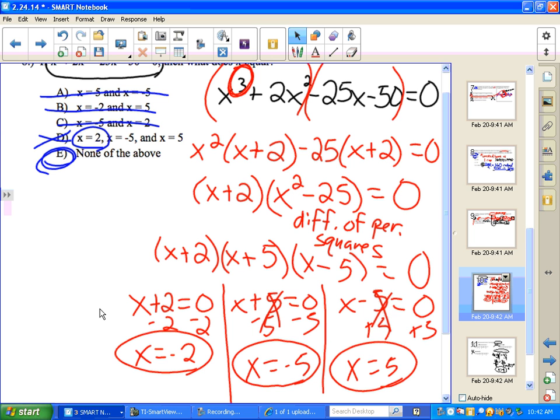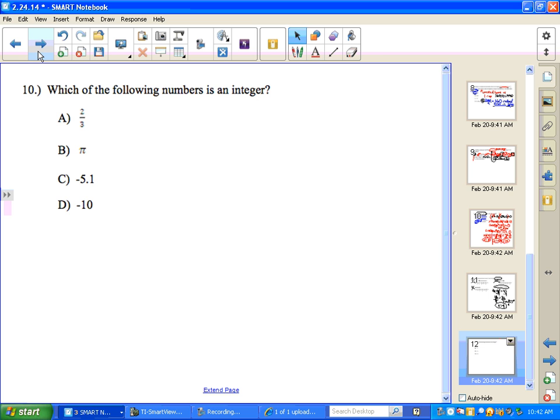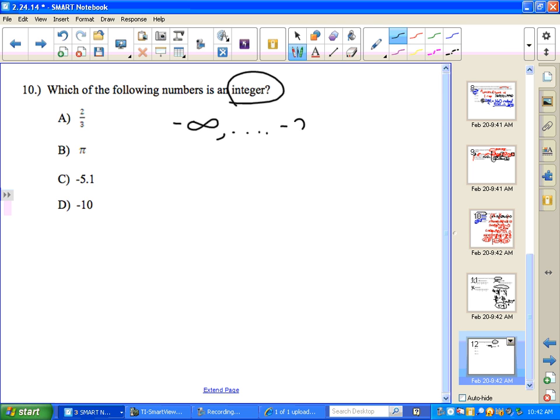All right, let's do one more, which is number 10. Okay, number 10, which of the following numbers is an integer? So I'm going to circle the word integer. Can someone tell us, raise your hand please, what does an integer mean, or what is an integer? Okay, hopefully you remember that an integer is a number that goes from negative infinity to positive infinity. It's all nice numbers, no decimals, okay?